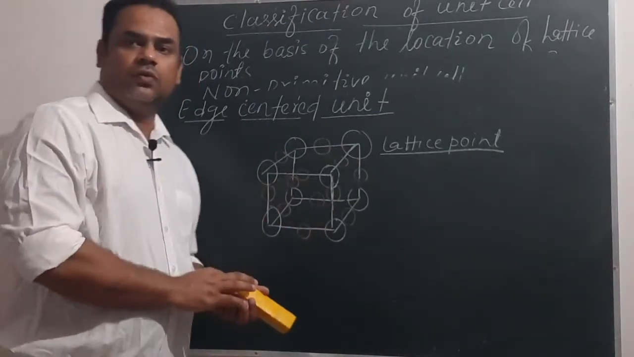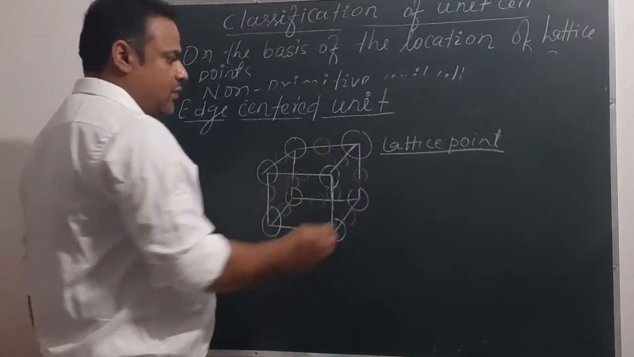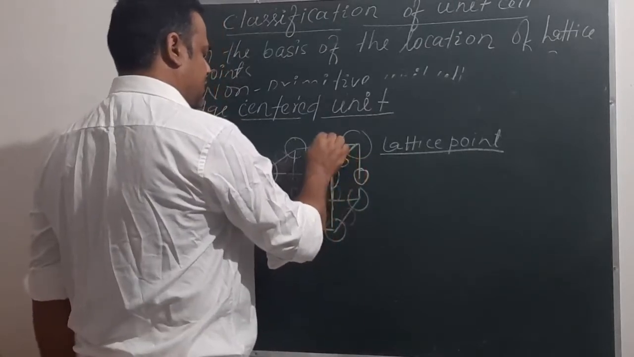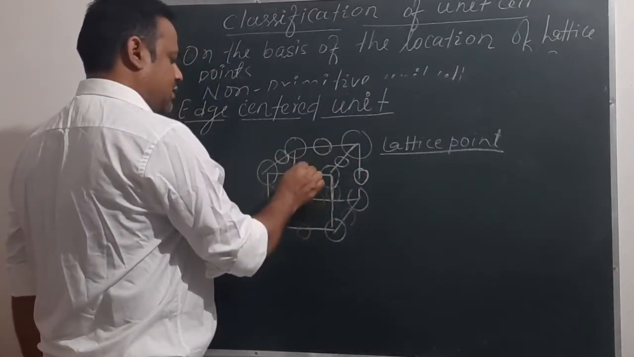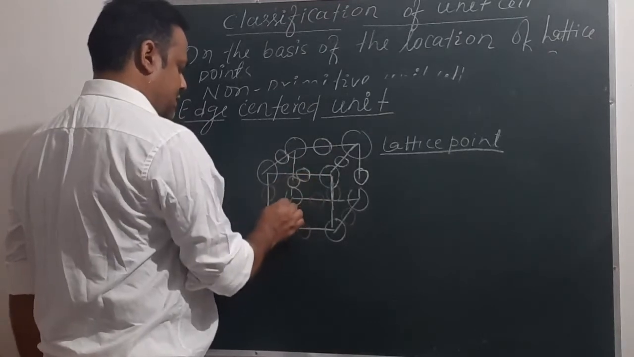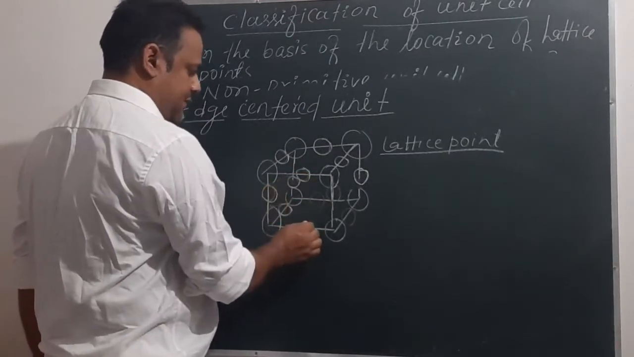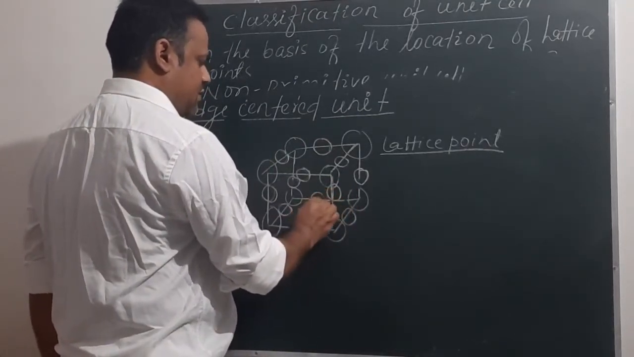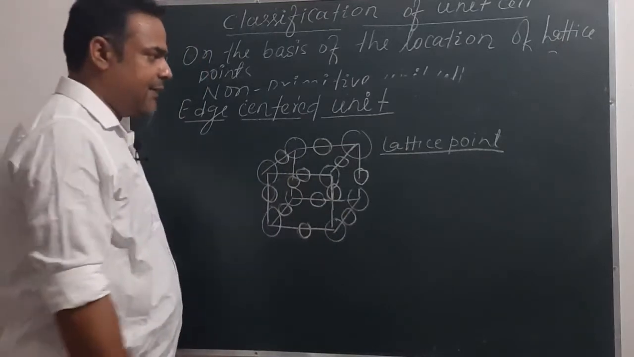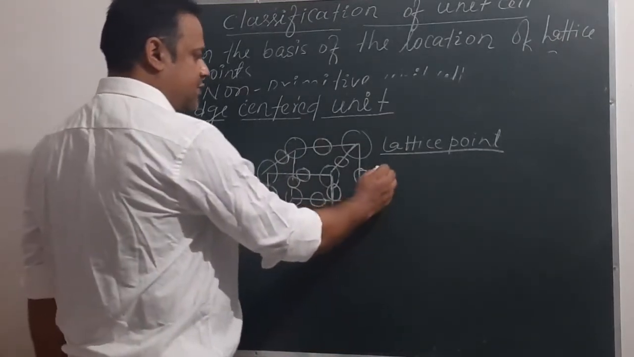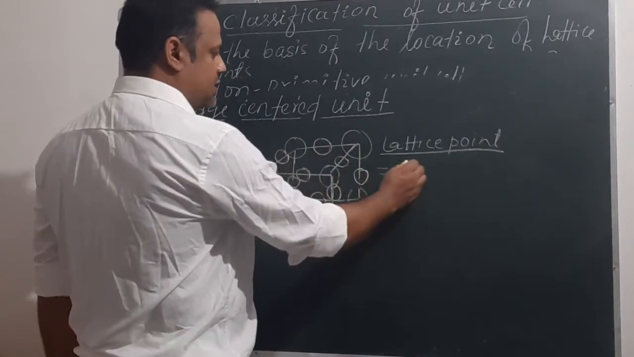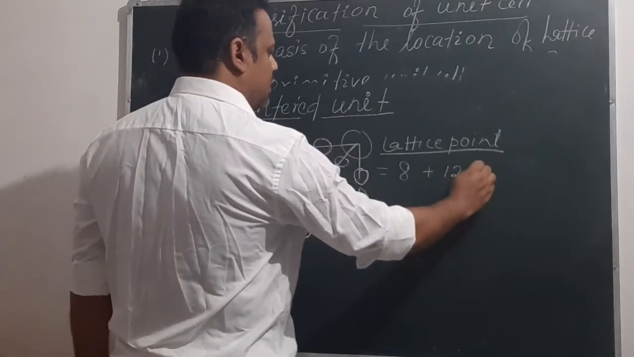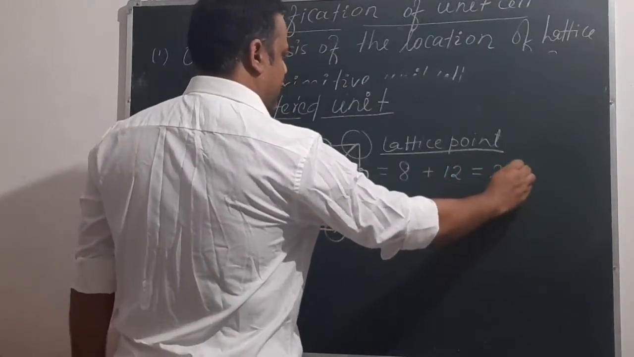So if we calculate the total number of lattice points, this is the first, second, third, fourth, fifth, sixth, seventh, eighth, ninth, 10th, 11th, and 12th. So now if we have to see the number of lattice points, then the number of lattice points will be the total number of corners, that is 8, plus the total number of edges, that is 12. So the total number of lattice points will be 20.